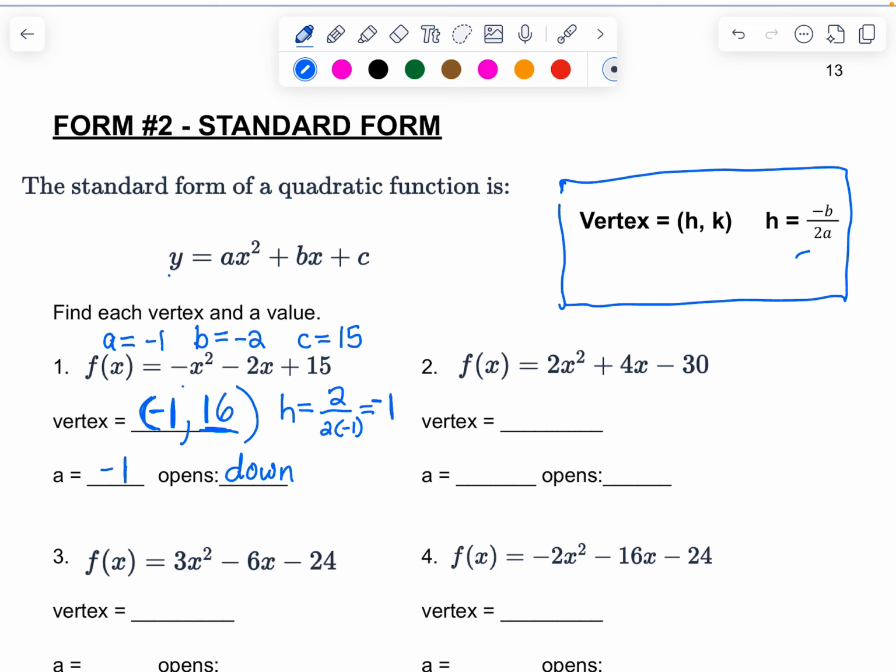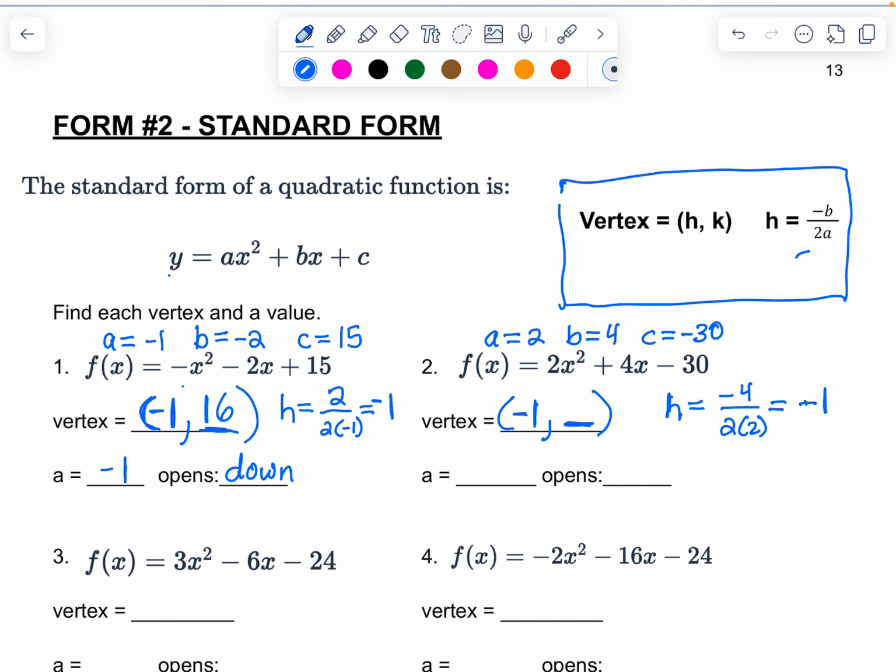So, vertex. I'm going to identify my A, my B, and my C. To find the x-coordinate of the vertex, I do the opposite of B over twice A. -4 over 4, and that's going to give me -1, I believe, again. -4/4. Yep, here we go, -1 again. So my vertex, the x-coordinate's -1, comma.